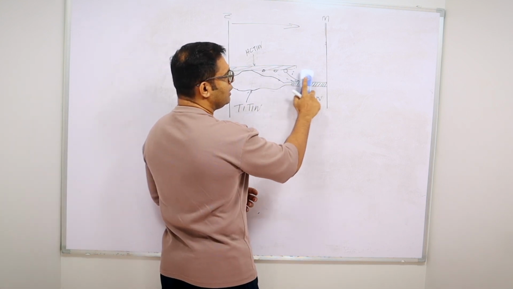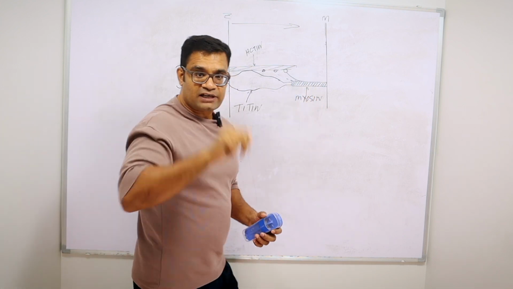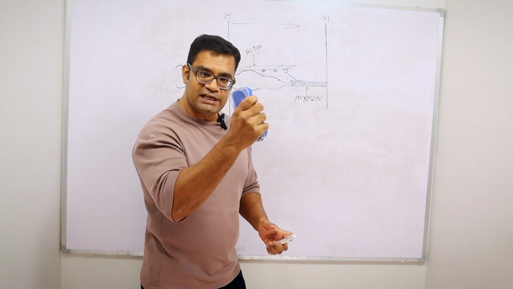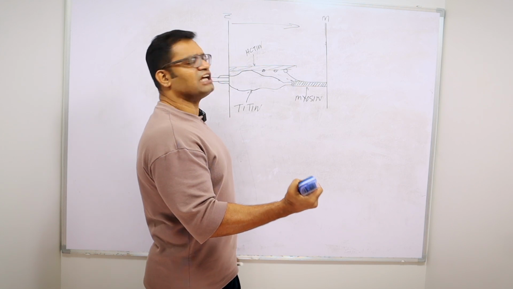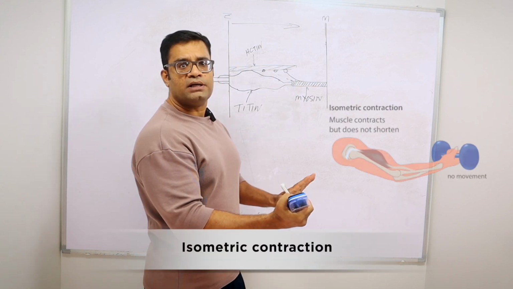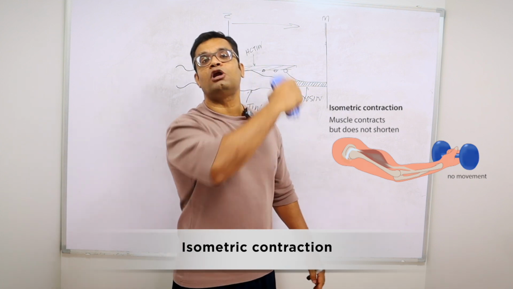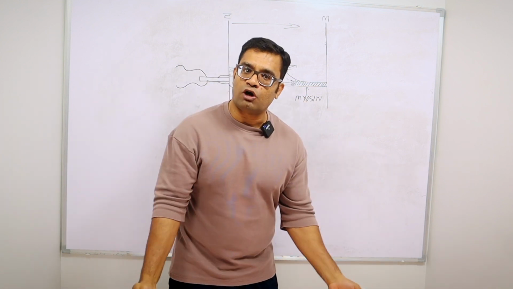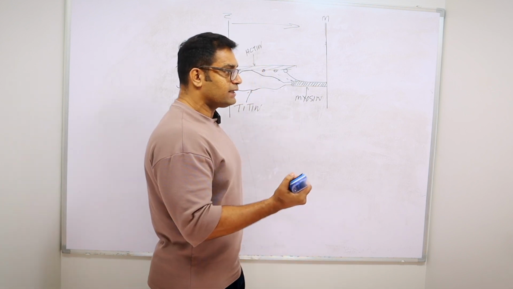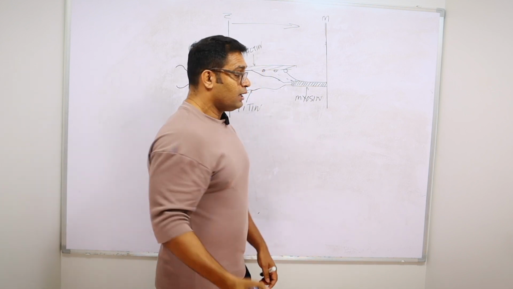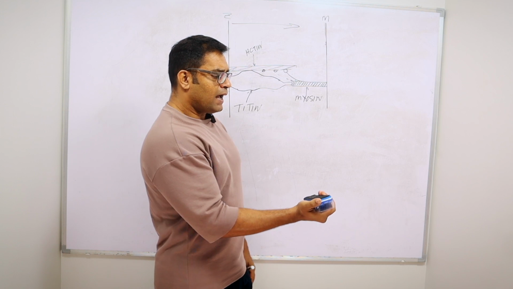Now, consider this contraction. This 20 kg dumbbell, I am just holding it like this. No movement. What do we call this? Isometric contraction. How can you call it a contraction? What is contracting over here? Is anything contracting? Visually I am talking. Is anything contracting? Nothing. I am just holding.